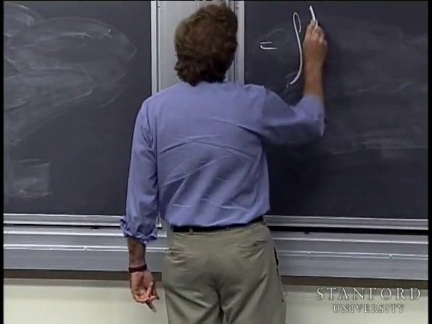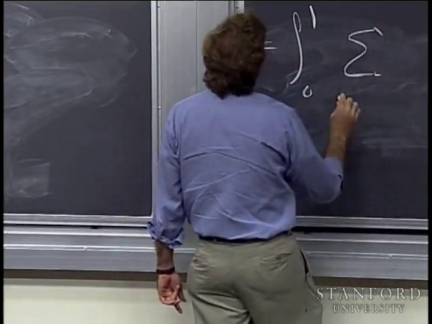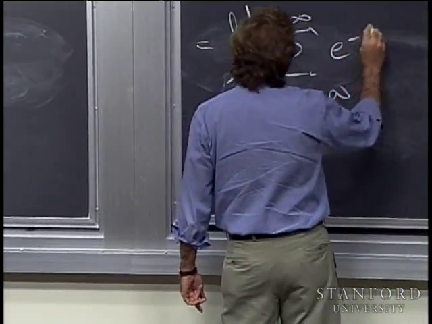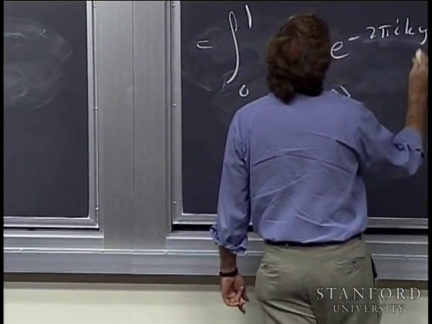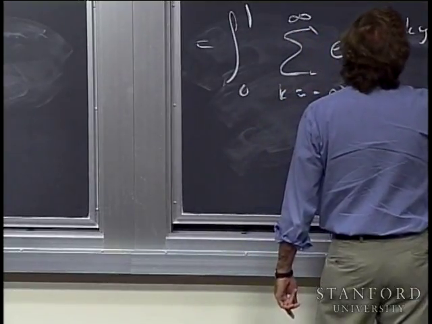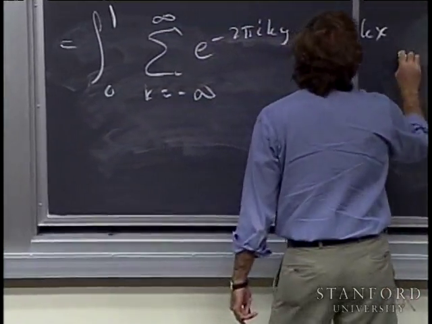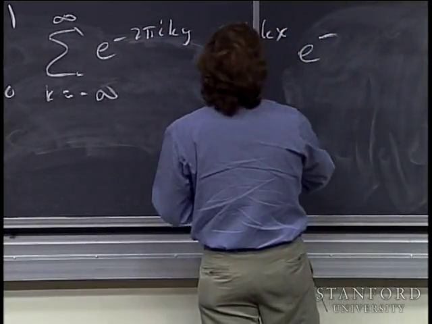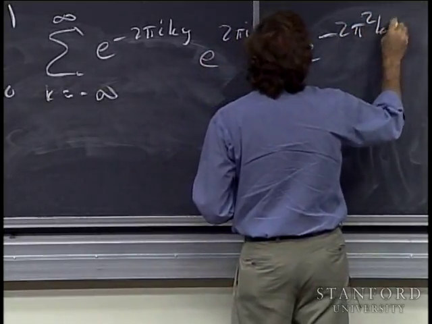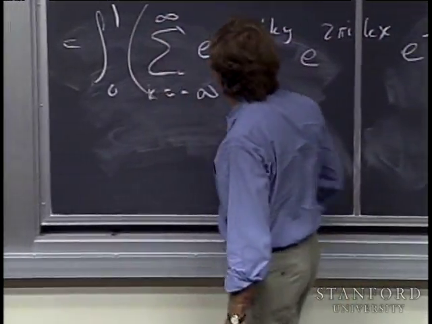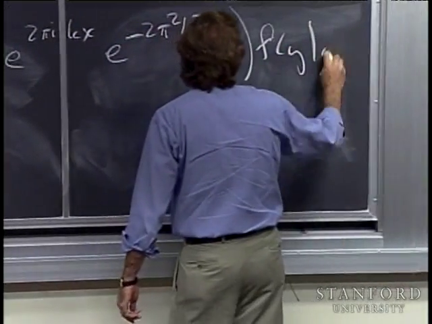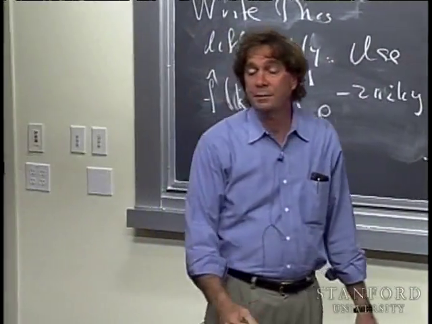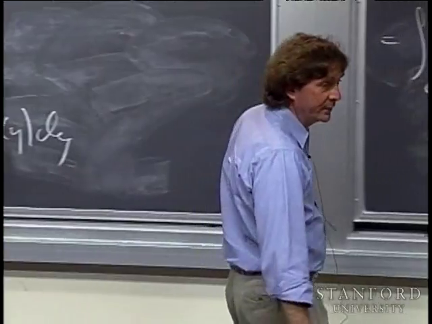So this is the integral from 0 to 1 of the sum, k going from minus infinity to infinity. So let me put the terms together like this: e to the minus 2 pi i k y, e to the 2 pi i k x, e to the minus 2 pi squared k squared t. I'm putting all the terms together that get summed. Those terms all get summed, and then what stays on the outside is f of y dy. All right, I haven't done anything there, I've just rearranged things, and I've swapped integration and summation.